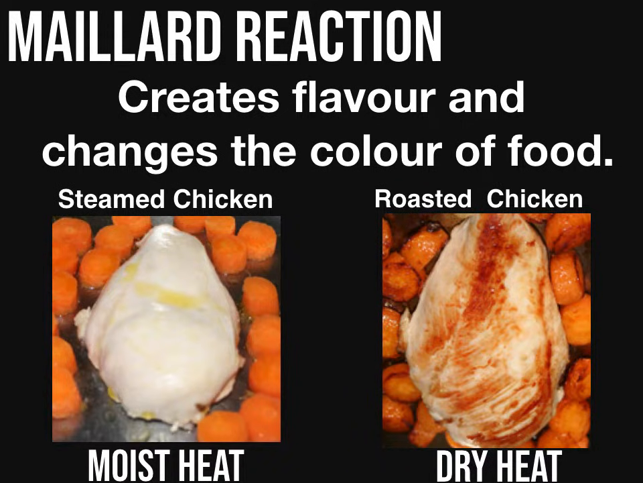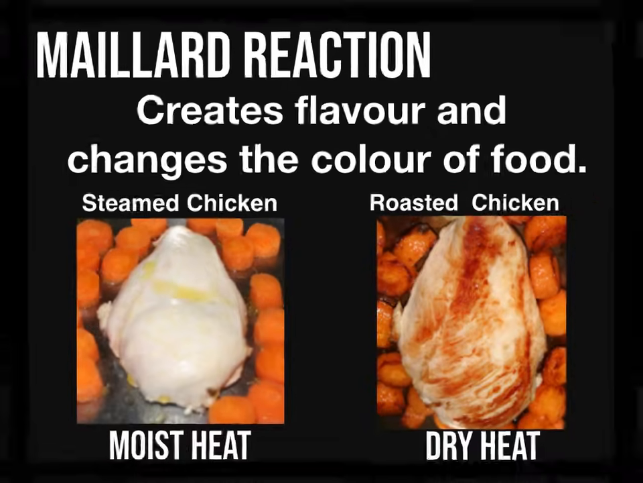You can see here two examples. A piece of steamed chicken that's been done with moist heat looks kind of anemic and bland, I guess you'd say. And the roasted chicken cooked with dry heat that has gone through the Maillard reaction looks like it has a lot of flavor. It certainly has nice color. The Maillard reaction.